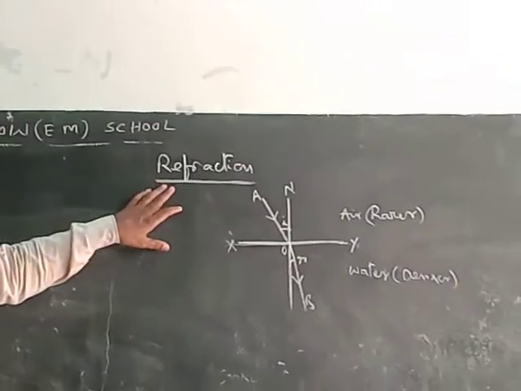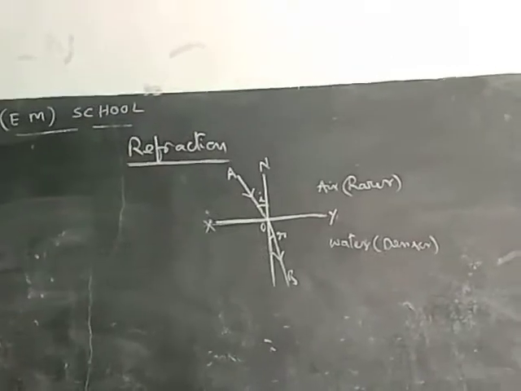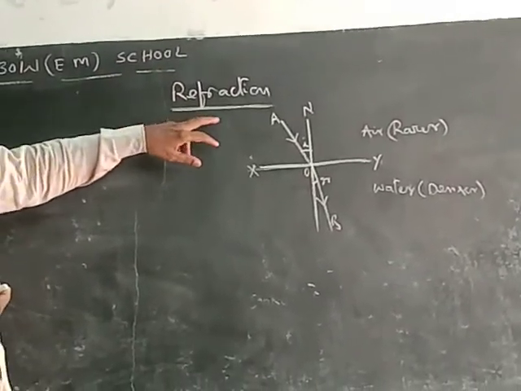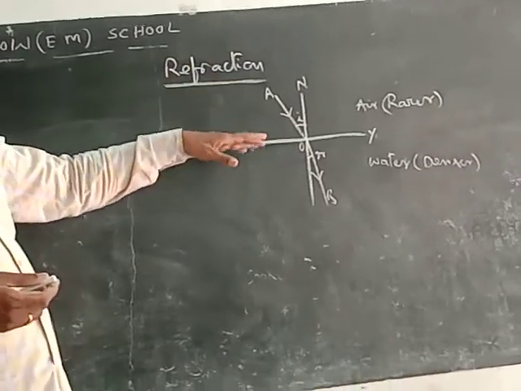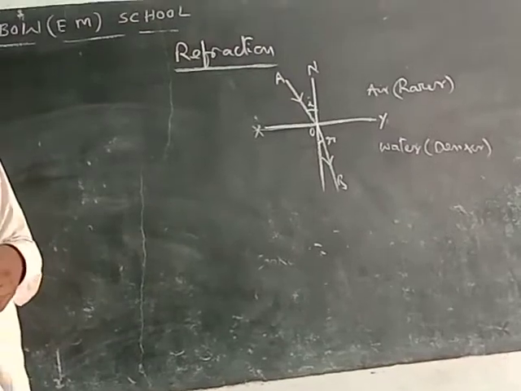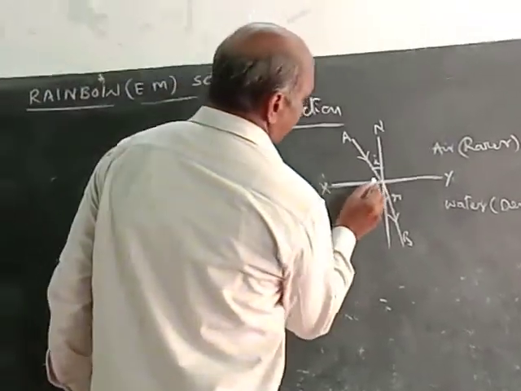Here, refraction means, in transparent materials, the light ray passes freely. Suppose a light ray passes from one medium to another medium, it changes from its original direction due to a change in its velocity. This phenomenon is called refraction.